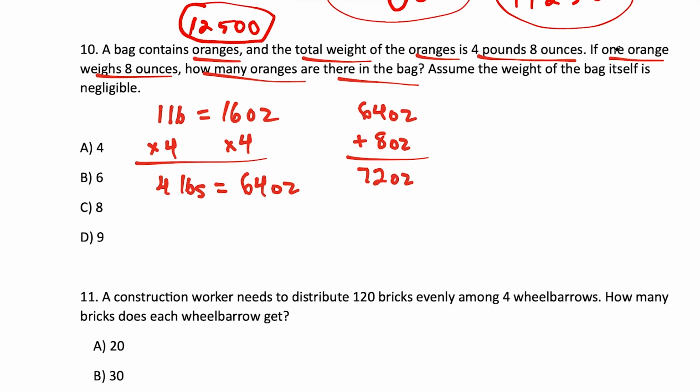So now we have to account for this part, that one orange weighs 8 ounces. So now we just do 72 ounces divided by 8 ounces. And that tells us that there are going to be 9 oranges in this bag. Choice D is our answer.